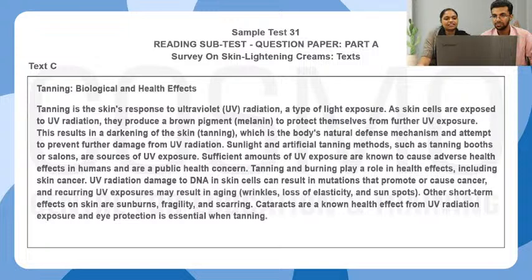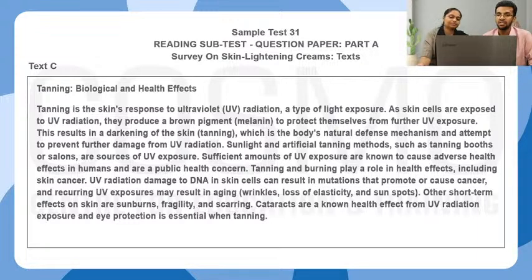Yes, Mayuri, Island, darkening of the skin. So can you find out the synonym for darkening of the skin from Text C? What's the one word for darkening of the skin? Then you can find out the answer easily. Yes, Island, you got it right. Tanning is darkening of the skin. Yes, Devi, you are right. Tanning is the synonym of darkening of the skin.